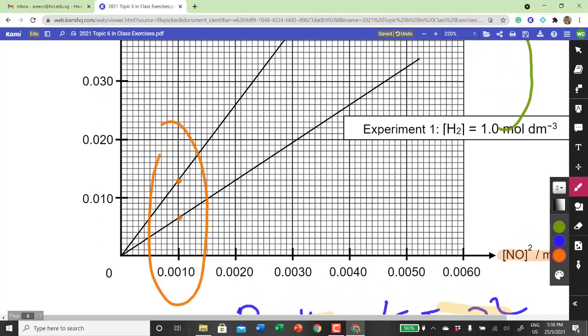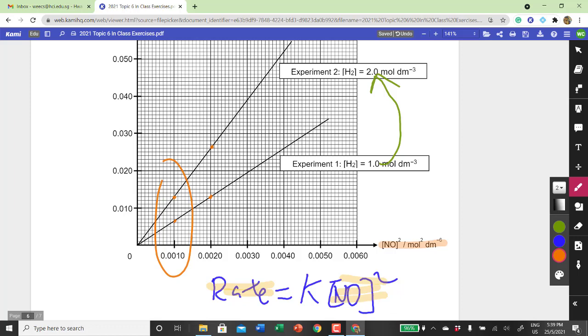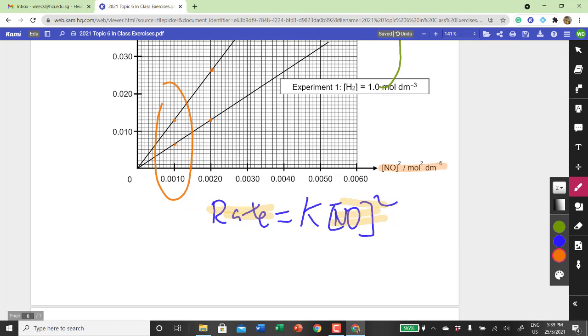If this is not clear enough, maybe we can look at this point. If we keep the value of NO squared constant at 0.0020, you'll notice that the initial rate of the reaction goes from 0.013 to 0.026 when the concentration of H2 doubles from 1.0 to 2.0. So you can easily tell that the order of reaction with respect to H2 is 1. So the overall rate law is rate = k[NO]^2[H2].